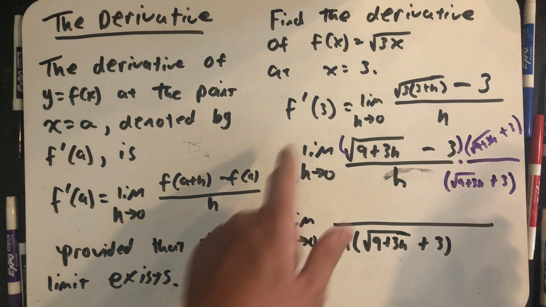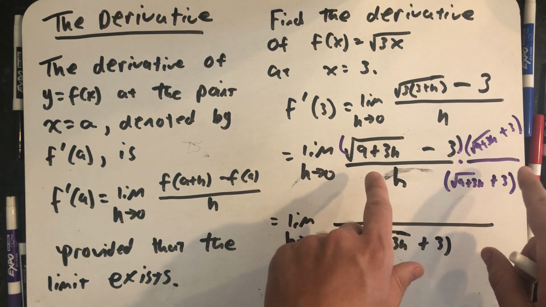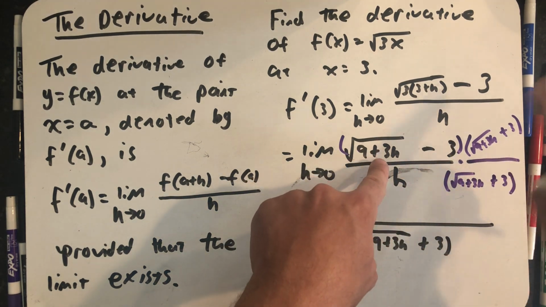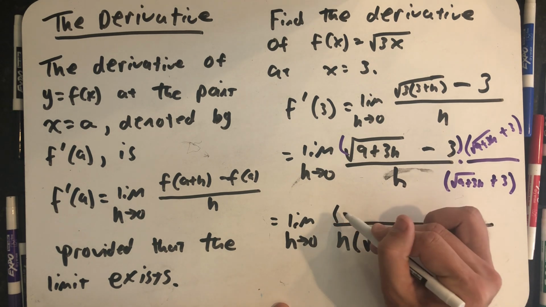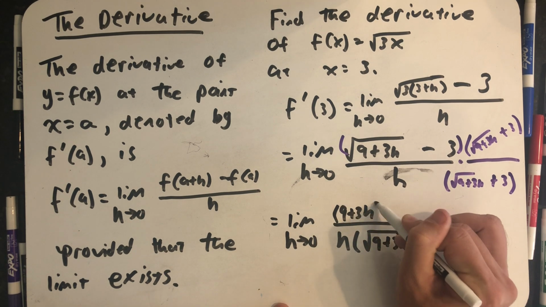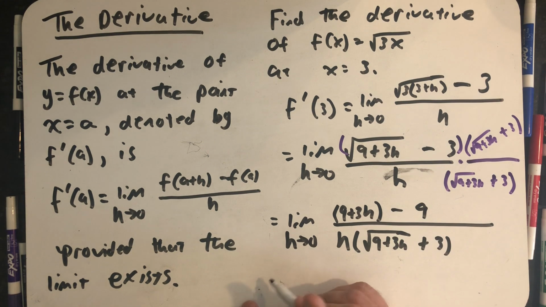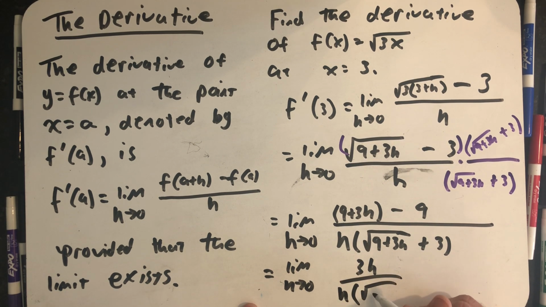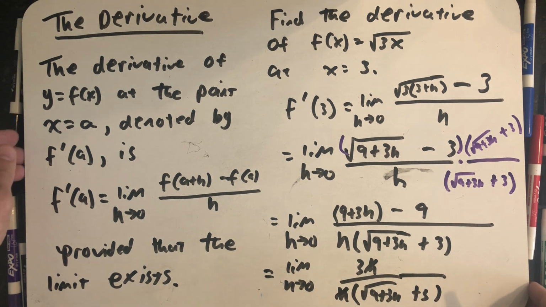All right, and on the top, I need to multiply these two together. I picked the conjugate because the middle terms will cancel out. So I just have the square root of 9 plus 3h times itself. So that'll just get rid of that square root. Minus 9. Oh, and that's nice. 9 minus 9, those cancel. I have a 3h all over h times the square root of 9 plus 3h plus 3. I can cancel out an h. I still need to evaluate this limit, but I think I'll carry that over to the next board.